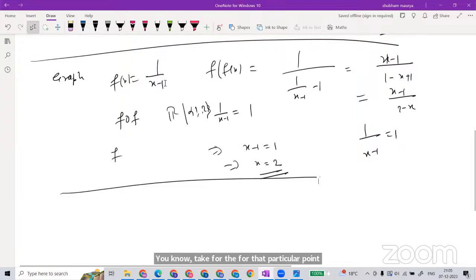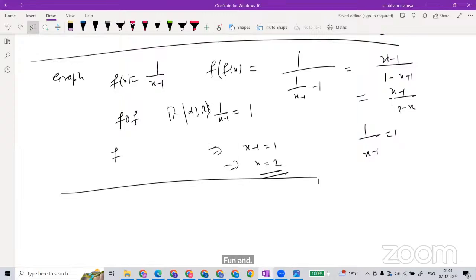So, sir, at 1 and at 2 we are not able to get the value, because of that the function is not continuous.